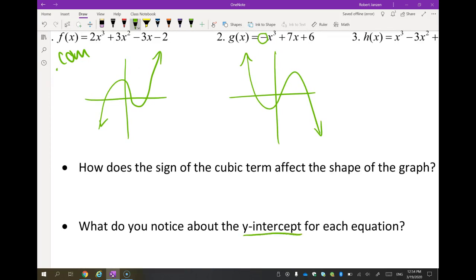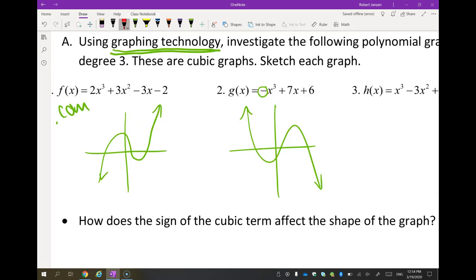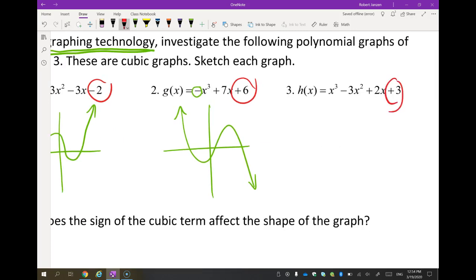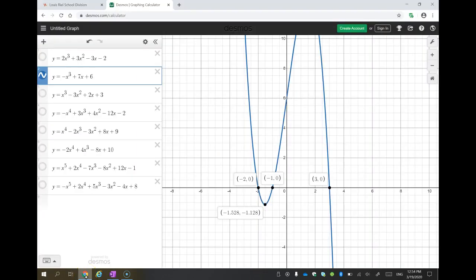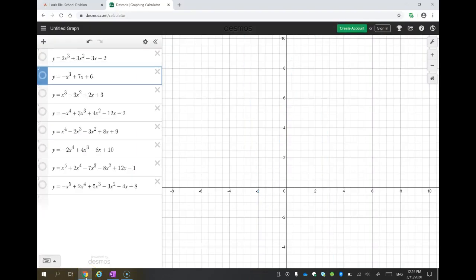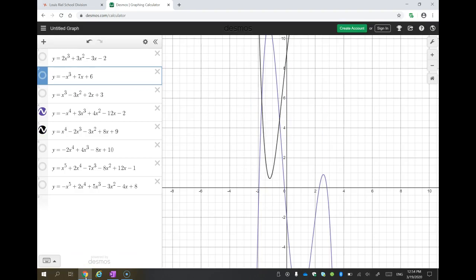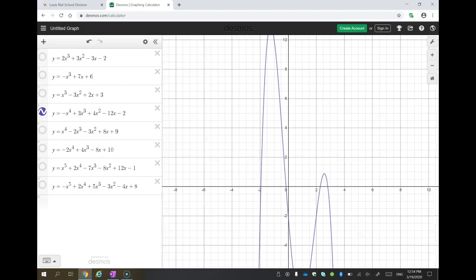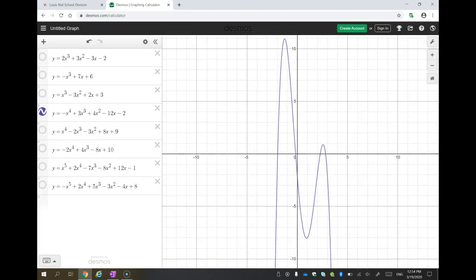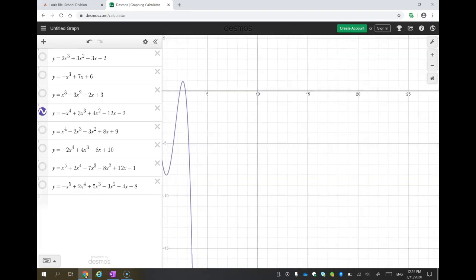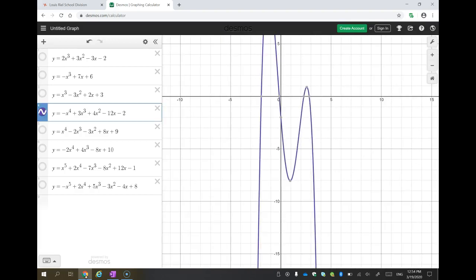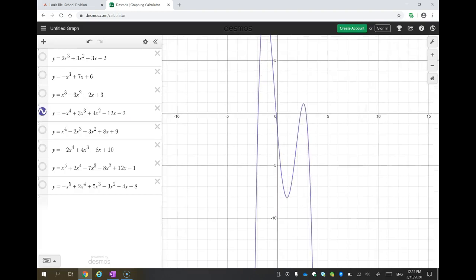What do you notice about the y-intercept of the equation? Your y-intercept is right here, and right here. It's your constant. Okay, let's go to the quartics. So let's highlight those. Here are the 2 quartics. Well, let's just do one at a time. So how is this different? Well, this one, quartic, has 4 x-intercepts. 1, 2, 3, 4. All right, which would make sense. X to the power 4, 4 x-intercepts.